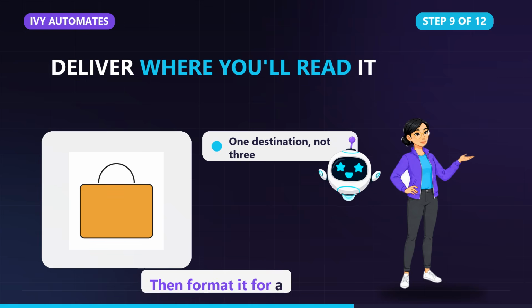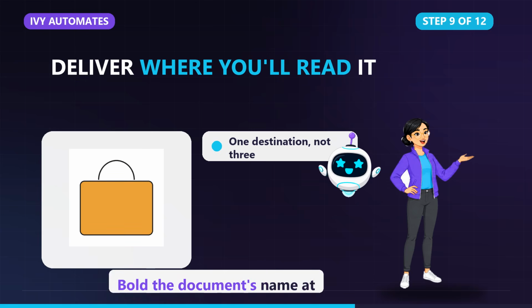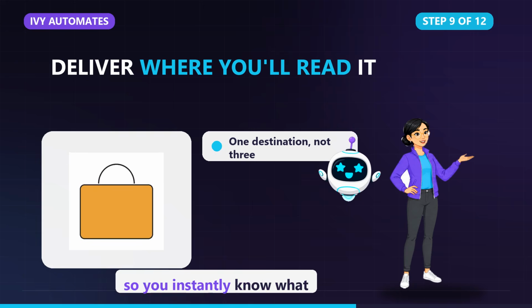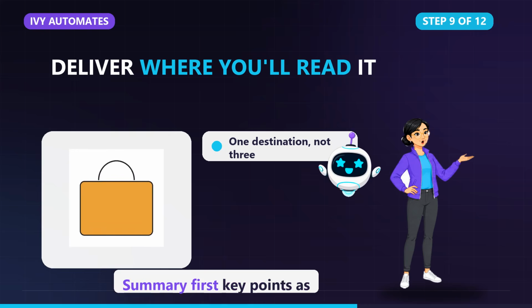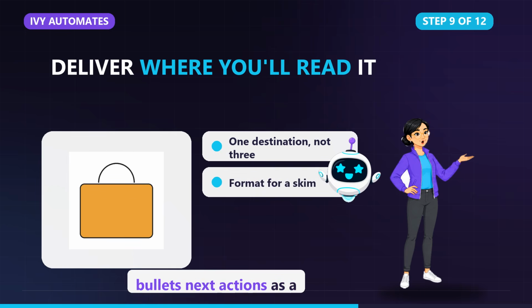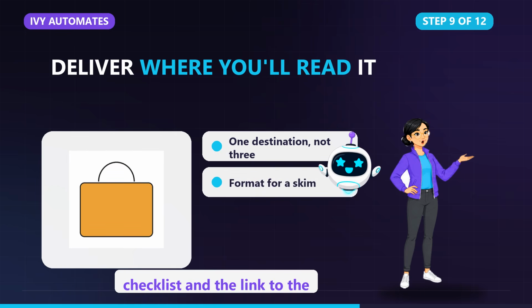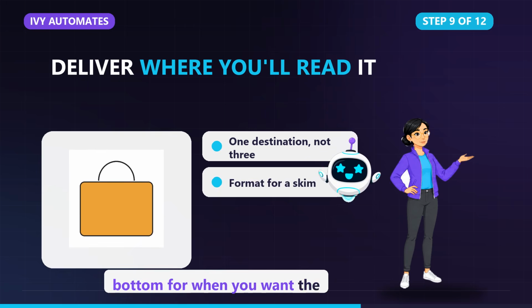Then format it for a 5-second skim. Bold the document's name at the top, so you instantly know what this is about. Summary first, key points as bullets, next actions as a checklist, and the link to the original document at the very bottom for when you want the full thing.